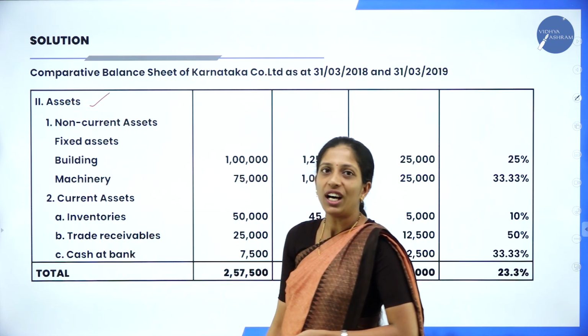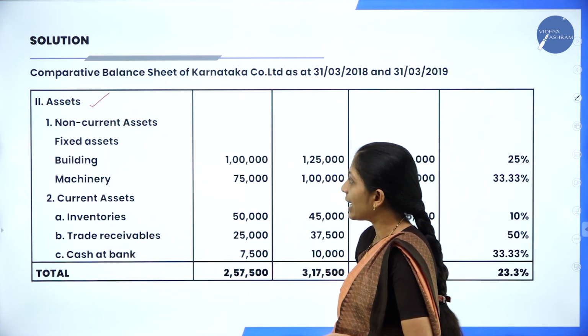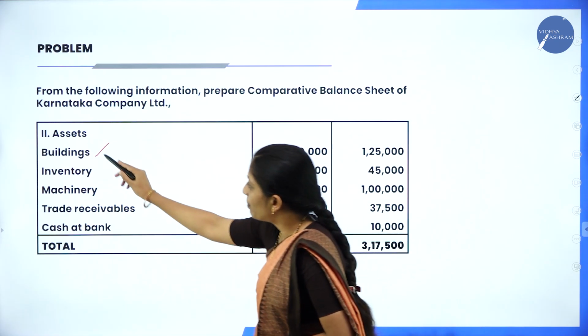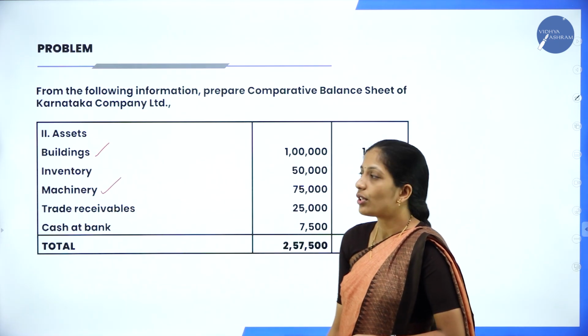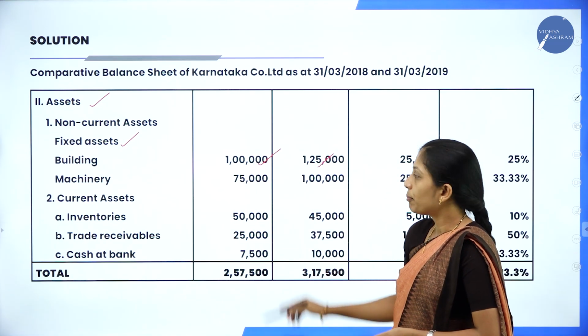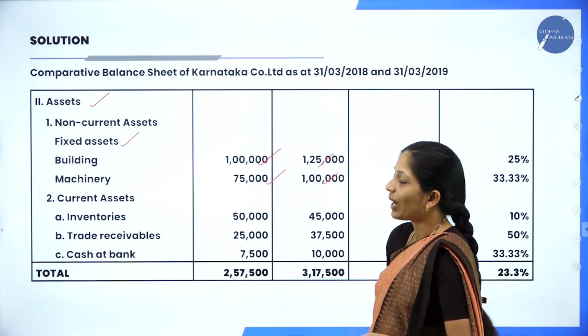So Roman number 2, assets. Under that first one, non-current assets. Under that fixed assets. So what are the fixed assets we have? Building and machinery. So I'll write that as it is. Building 1 lakh, 1 lakh 25. Machinery 75,000 and 1 lakh.